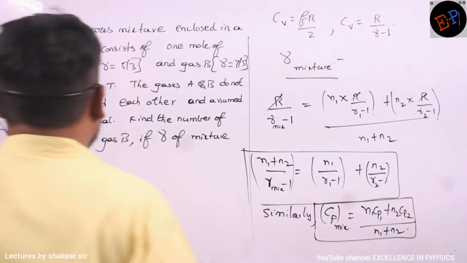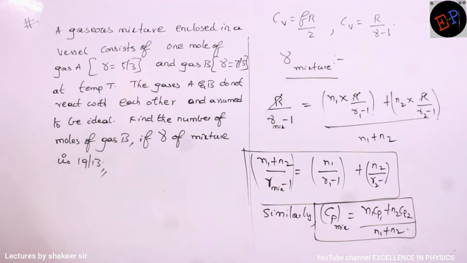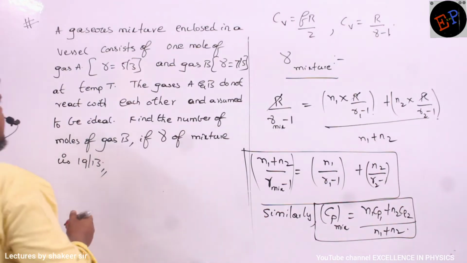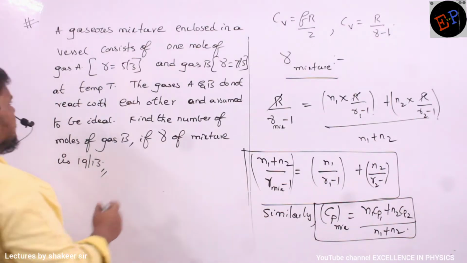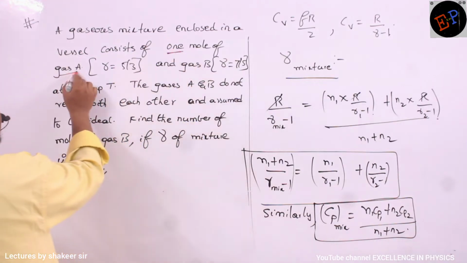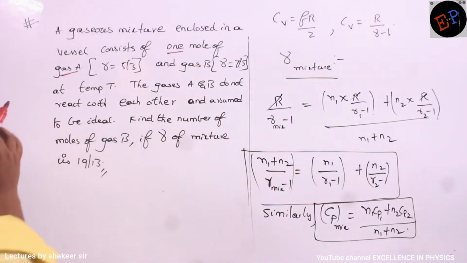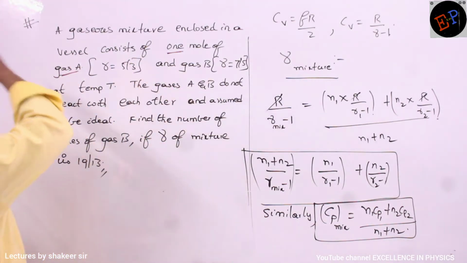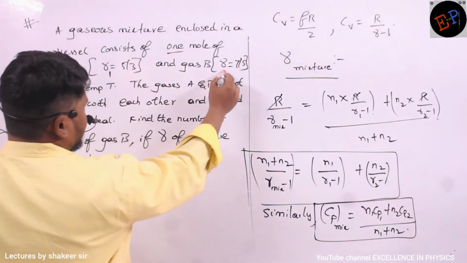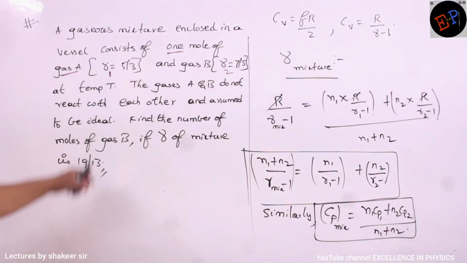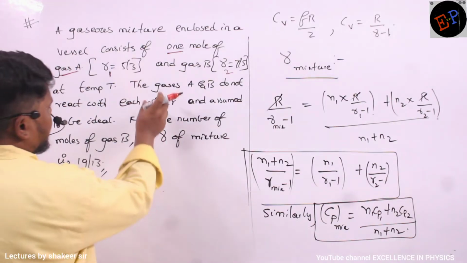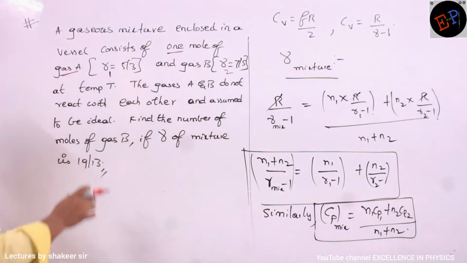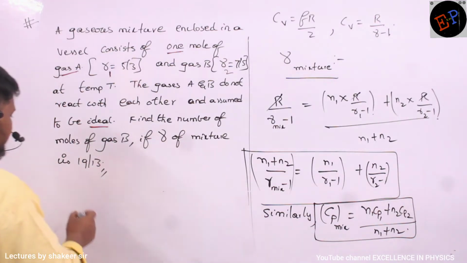Okay, so see what data is given. A gaseous mixture enclosed in a vessel consists of 1 mole of gas A. First gas, how many moles? 1 mole. And gas B, how many moles of gas B are there? I don't know. Gamma 1 and gamma 2 values are given, the adiabatic constants of the first and second gas. Temperature is also given. The gases A and B do not react with each other and are assumed to be ideal gases. Find the number of moles of gas B. Gamma of the mixture is also given.